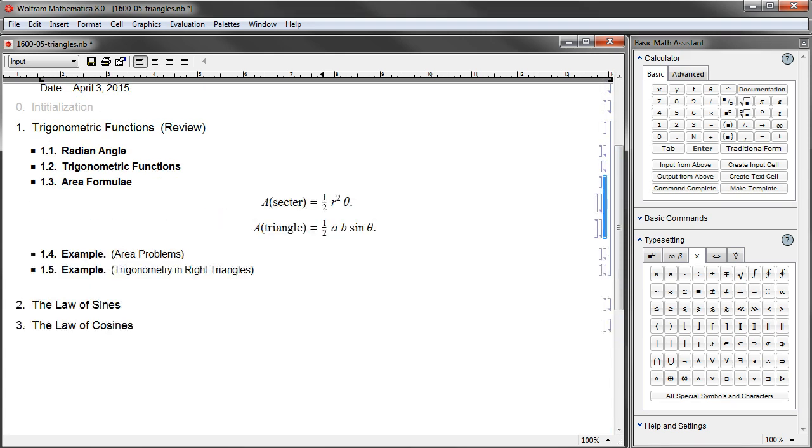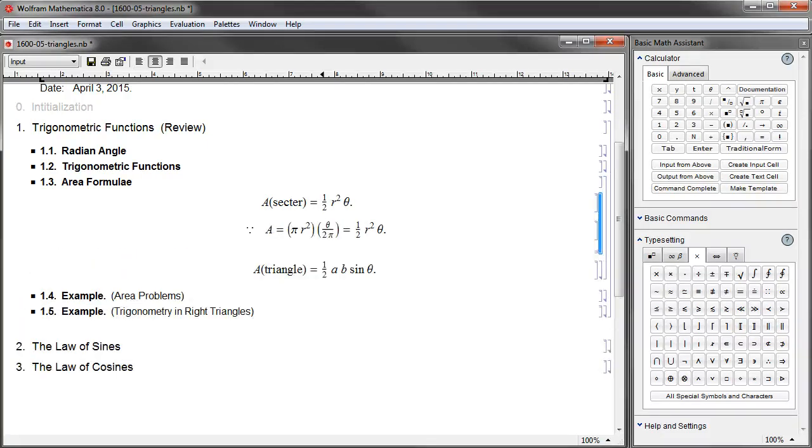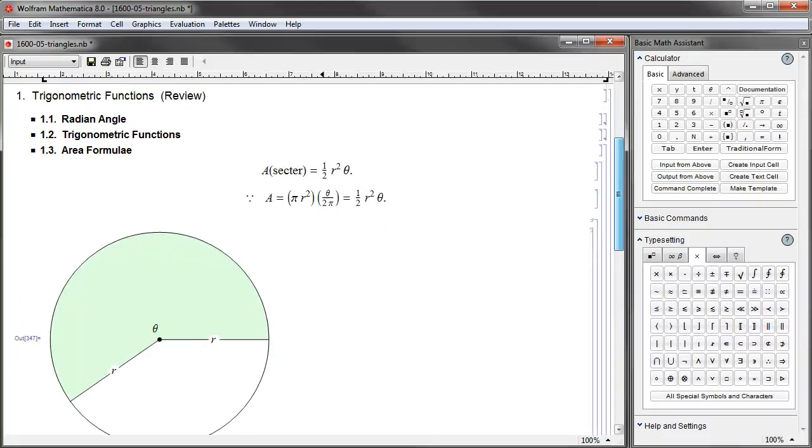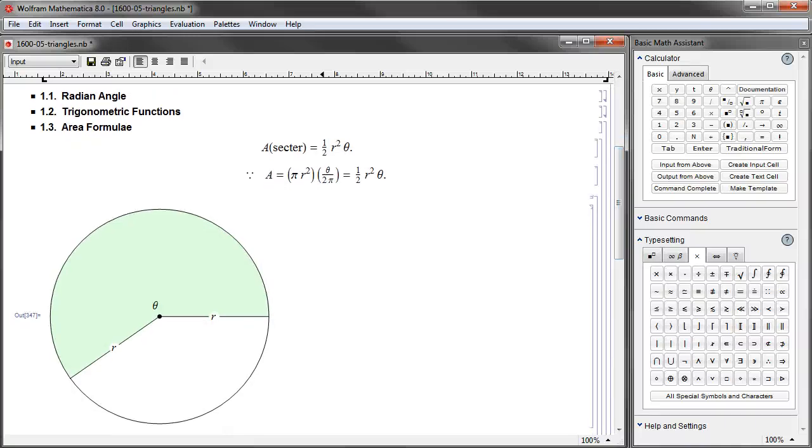Now, here's a couple of applications in geometry, area formulae. The area of a sector can be calculated like this. The area of the entire circle is pi r squared. And we want not the entire disk, but only the portion given by the sector. The entire angle is 2 pi, and the angle we are interested in, the highlighted part, is theta. So multiply by the ratio of theta over 2 pi. After a little bit of simplification, we have 1/2 r squared theta. That's the area formula of a sector.